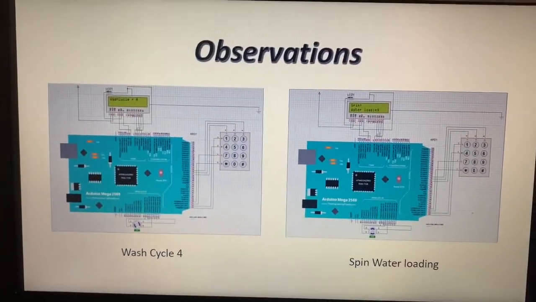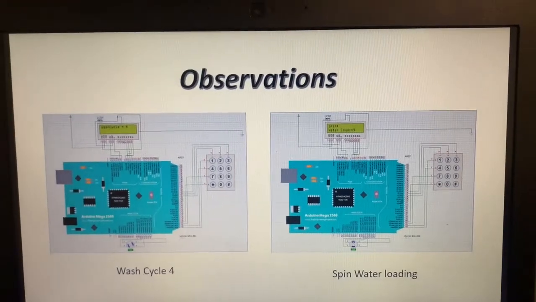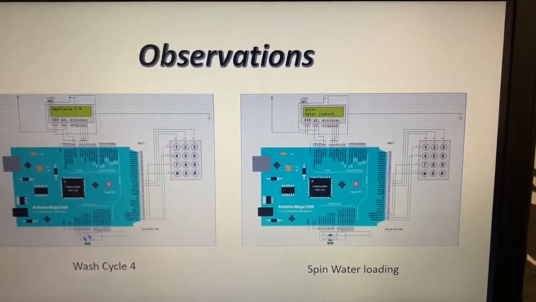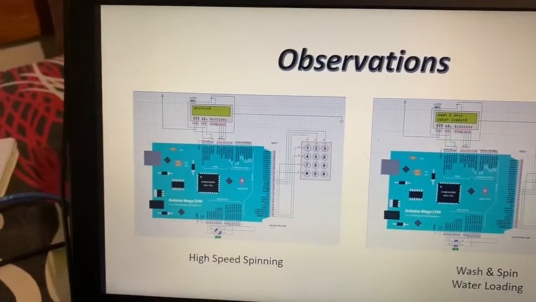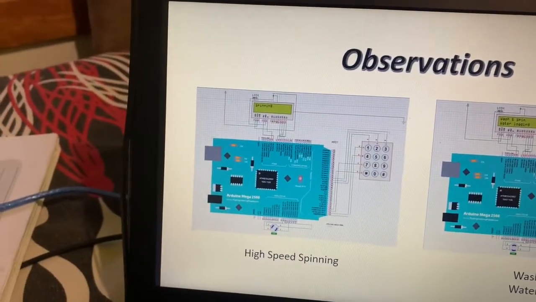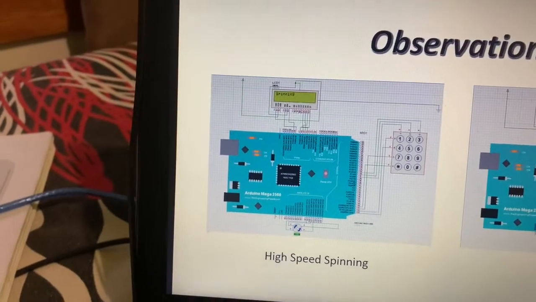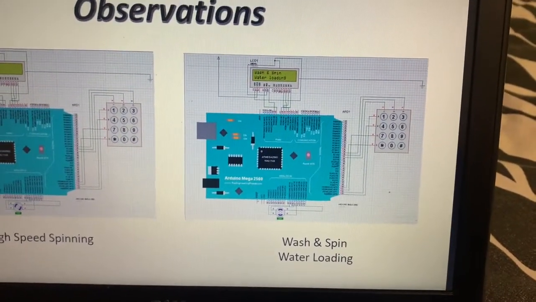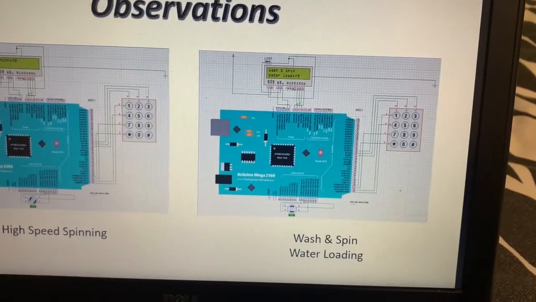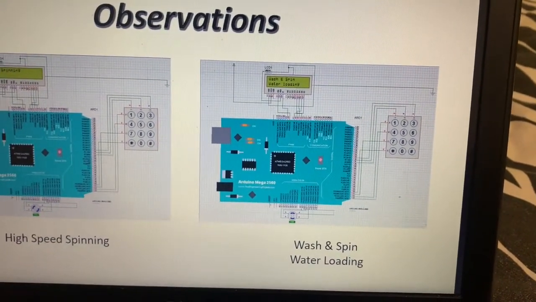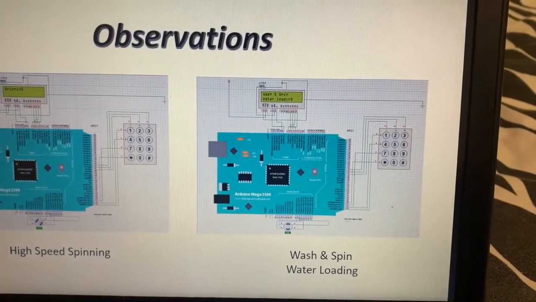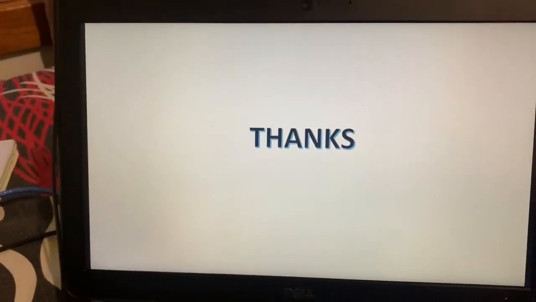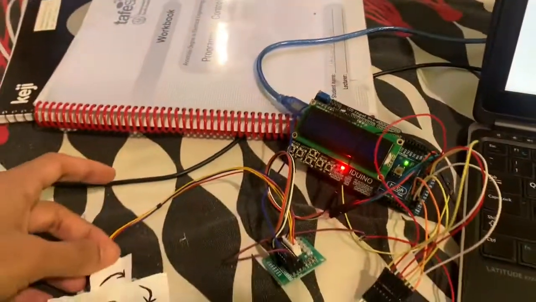In the second mode, spin, when we press number 2, the spinning mode will run, with water loading for 30 seconds, and after completing those 30 seconds, spinning for 1 minute at high speed. For number 3, it will show wash and spin, water load for 30 seconds and for 1 minute, and begin our wash cycles and spinning mode. So that's all.